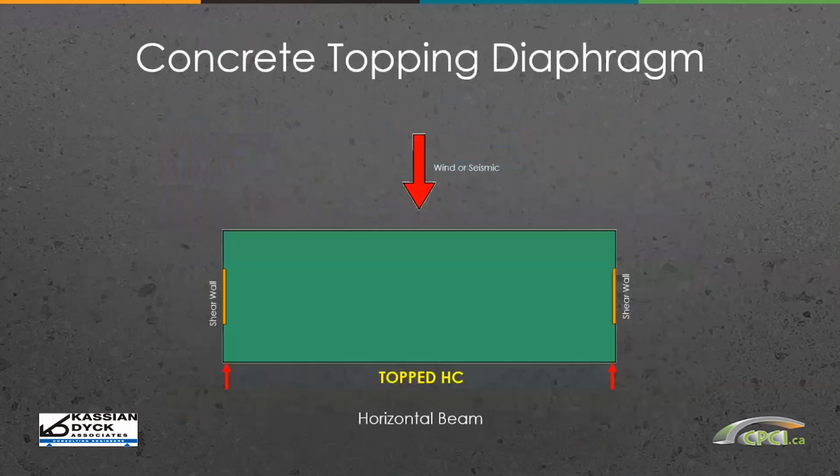So if the hollow core is topped with a concrete topping that's reinforced and the topping is providing the diaphragm, again, we have a nice monolithic concrete beam that we can design, make sure it's okay for shear and moment, and design the diaphragm beam accordingly.